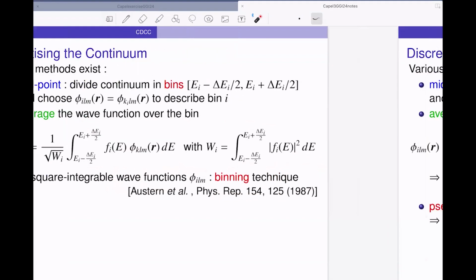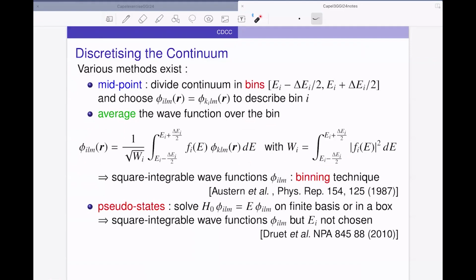Another way of getting square integrable functions is to use pseudostates. So, in a nutshell, you solve the Schrödinger equation in a box. So you put your nucleus in a box, and of course, at the boundary of the box, the wave function has to vanish. So you basically have a discrete set of states, and this is what Thomas Druet did during his PhD thesis in Brussels. So building these pseudostates and then using them in a CDCC calculation.